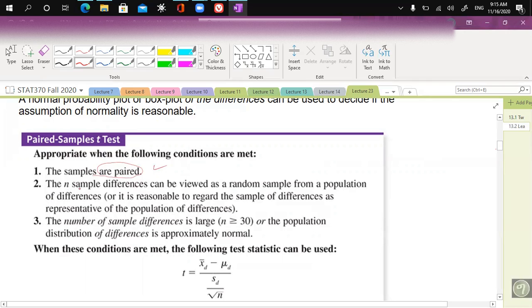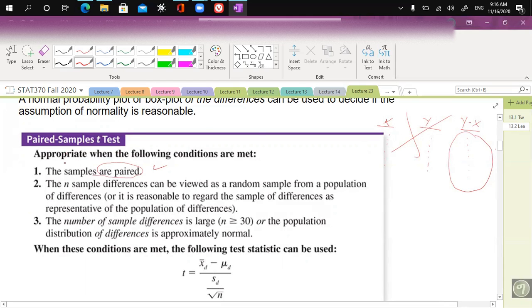And the second is that the n sample differences can be viewed as a random sample from a population of differences. So what we mean by this is, let's say we have X and Y. We have data here, and we are saying these two groups, group X and group Y, are paired. So what we do here is we find the column Y minus X or X minus Y, it doesn't matter, based on your hypothesis, and then you find the difference here. So this is what we are looking at now, this difference. Now we ignore the original columns. Once you have the difference, you ignore those.